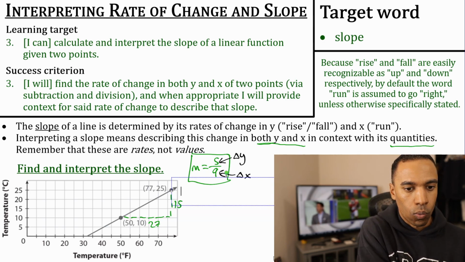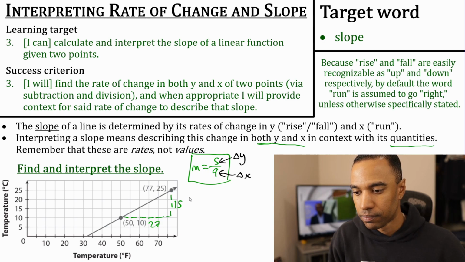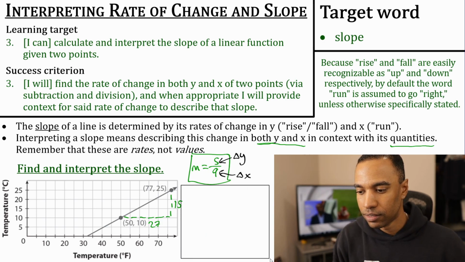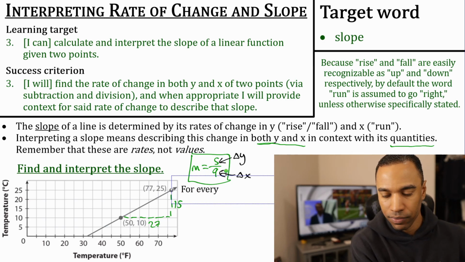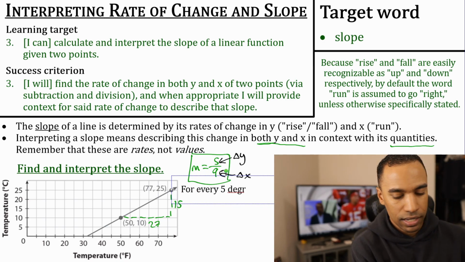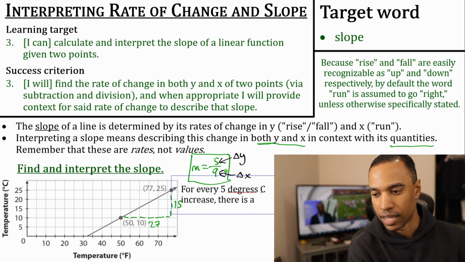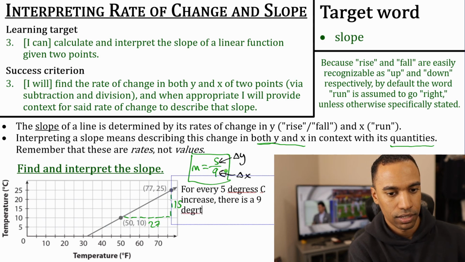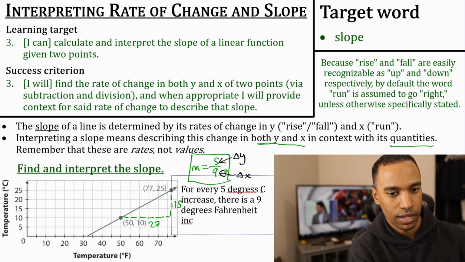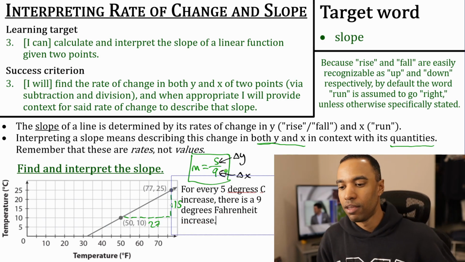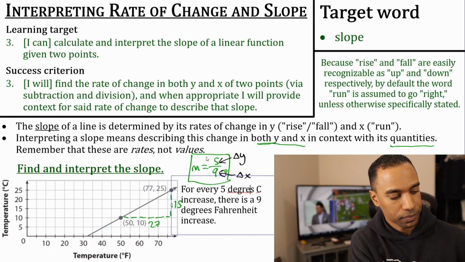What I'm going to say is that for every, now what is degrees Celsius? That is y. For every 5 degrees Celsius increase, there is a 9 degrees Fahrenheit increase. Is that how you spell Fahrenheit? I'm going to assume it is. It's not. I spelled degrees wrong, though.